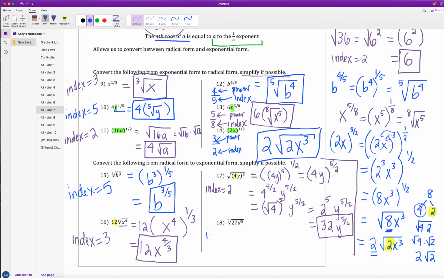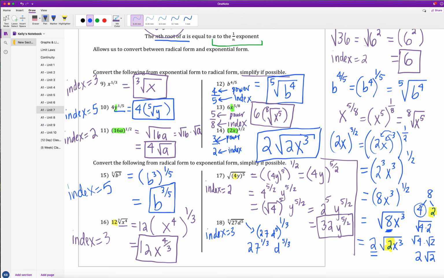So when I go to write this in exponential form, I know my index is 3, and this will get rewritten all to the 1/3 power, but I'll end up with 27d to the 5th. I won't need extra parentheses inside because the 27 is not being raised to the 5th power. This is where we do want to distribute to each piece again to see if we can simplify. So I get 27 to the 1/3, d to the 5/3.